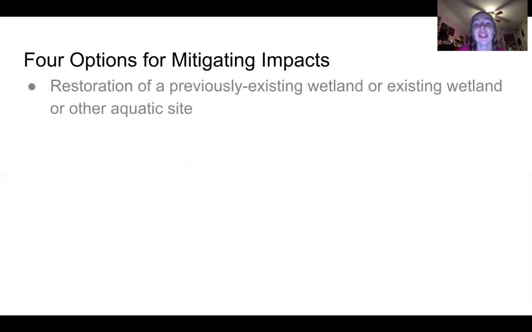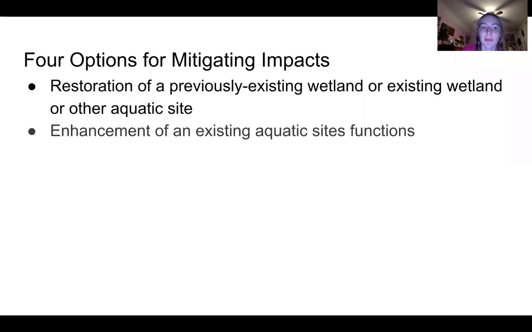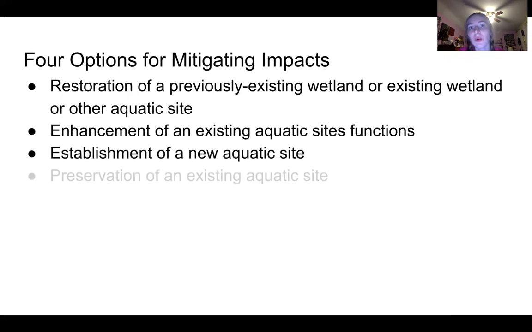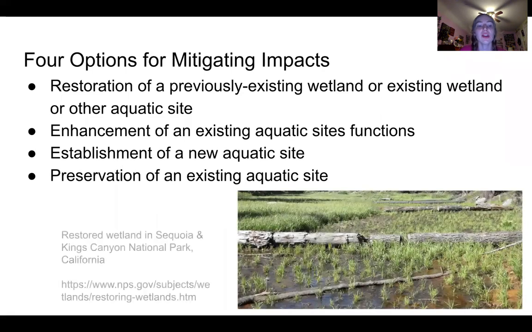4 options for mitigating impacts are to restore a previously existing or existing wetland or other aquatic site. You can enhance an existing aquatic site's functions. You can establish a new aquatic site, or you can preserve an existing aquatic site. Here's an example of a restoration that was done to a wetland in Sequoia and Kings Canyon National Park. So they decided to restore it.